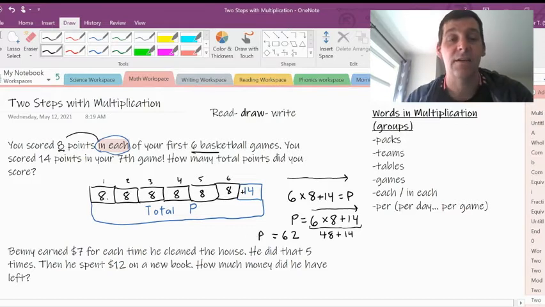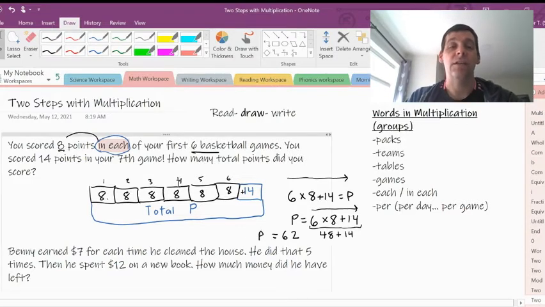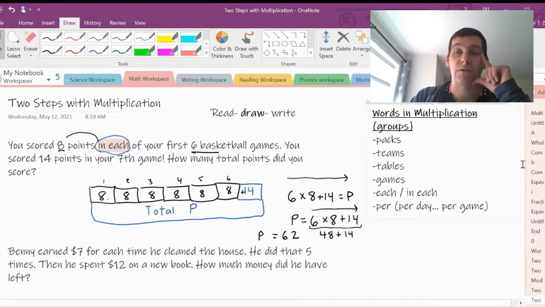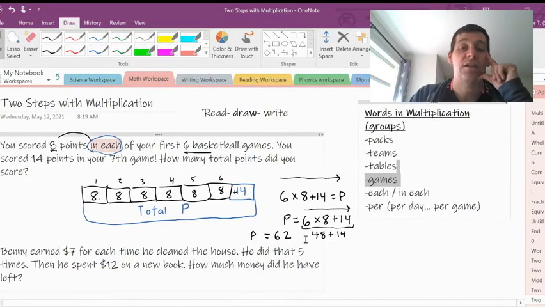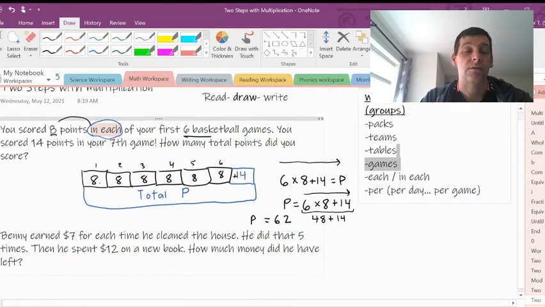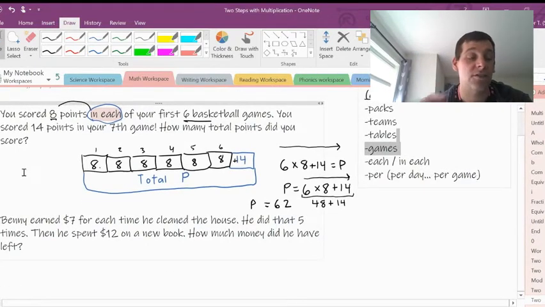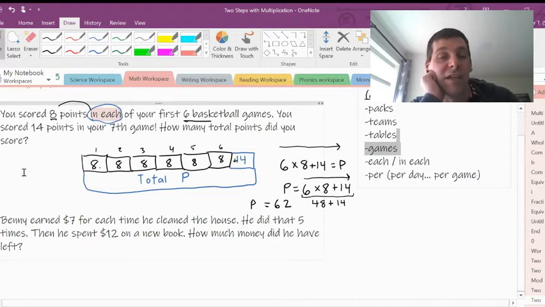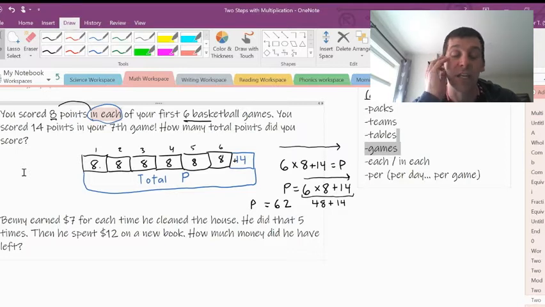Good. Fantastic. Let's try a second one here and think about how we might try to solve this one. I want you to think about what words you're seeing that are telling you to do certain things. So it says Benny earned $7 for each time he cleaned the house. He did that 5 times. Then he spent $12 on a new book. How much money did he have left?